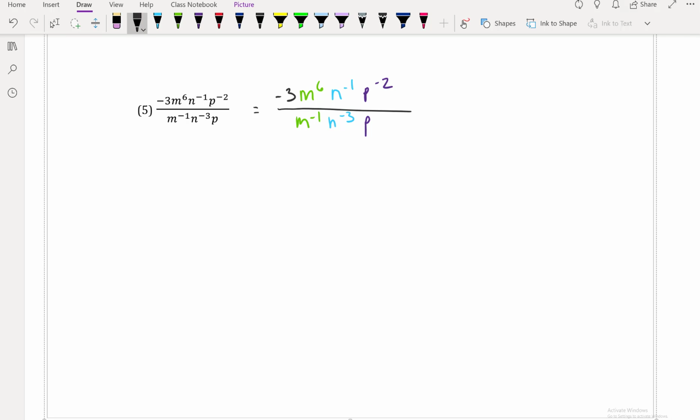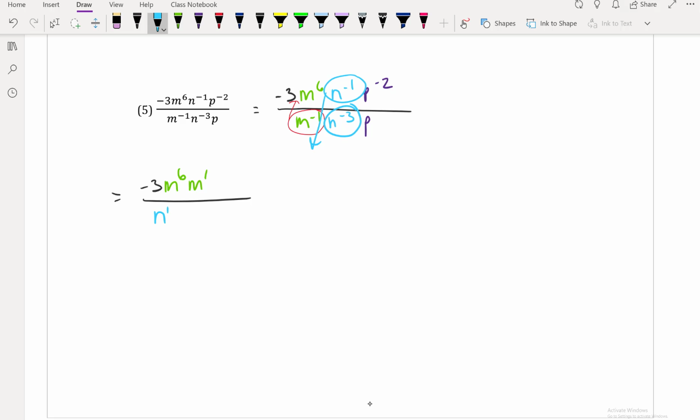So now I know without a doubt that that negative 3 is going to stay put. There's nothing I need to do with it. But think about this. This m to the negative 1, it's in the wrong spot. So it needs to be moved up on top. So I already had an m to the 6, but now I'm adding m to the 1 since it was negative. These n's are both negative, so they're going to switch. This is going to go on the bottom, so I have an n to the 1 on the bottom. But this is negative, so that needs to go up on top, so that's an n to the 3 in the numerator.